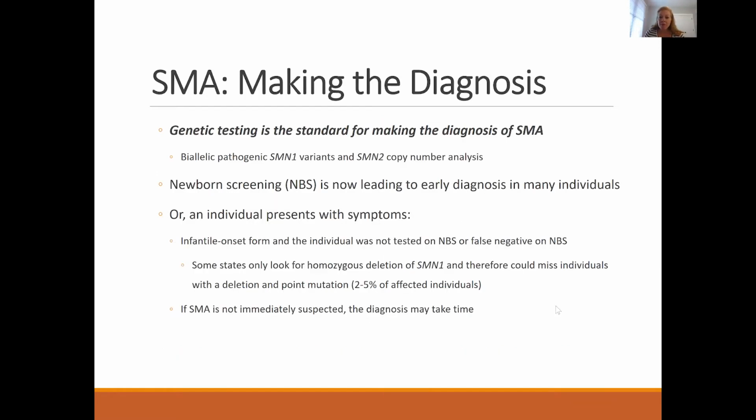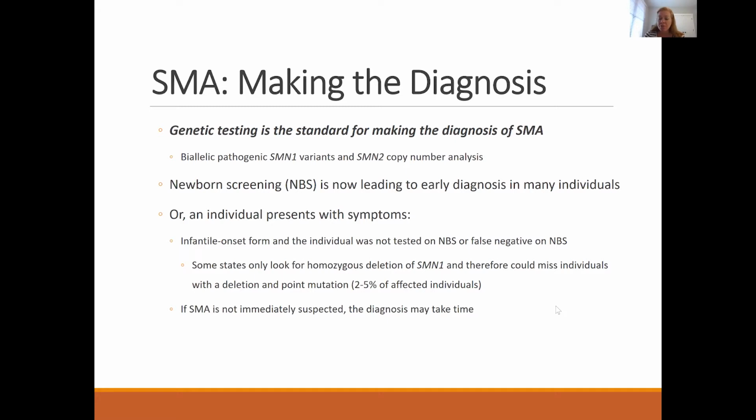So as far as making the diagnosis, genetic testing is considered the standard now for determining if a child has SMA. Again, all affected individuals are going to have 2 non-working copies of SMN1 and then variable SMN2 copy number. And now that we have instituted newborn screening for SMA in over half of states across the US, this is leading to early diagnosis in many, many individuals.